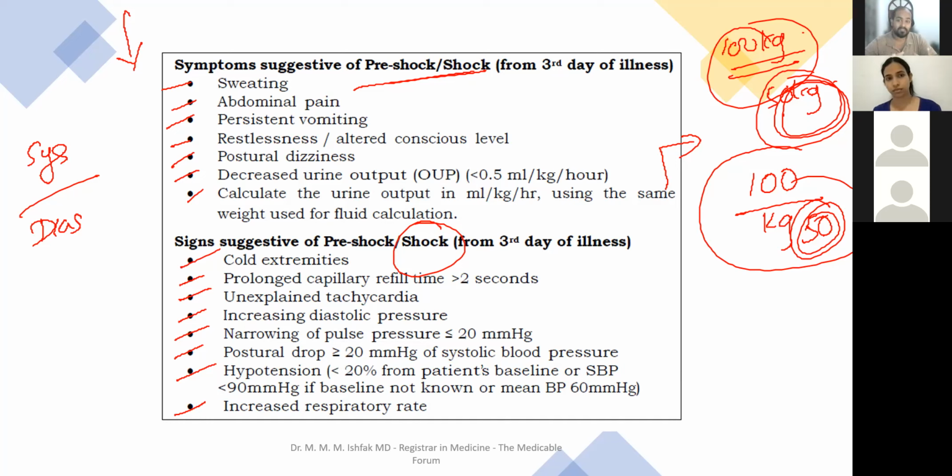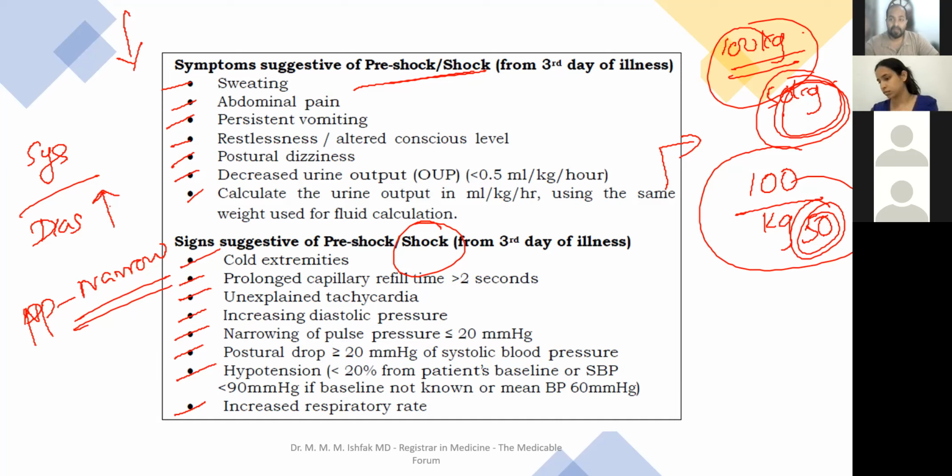Now, before your systolic pressure starts to drop, as a compensation, your vessels will try to constrict to increase your total peripheral resistance. So, the first thing that will happen is your diastolic pressure will increase. When your diastolic pressure increases, that is when your pulse pressure becomes narrow. First, the first sign of shock is diastolic pressure will increase, narrowing the pulse pressure.